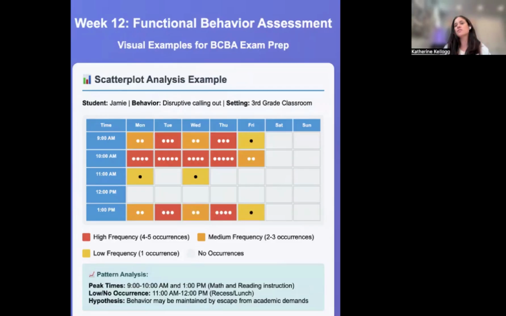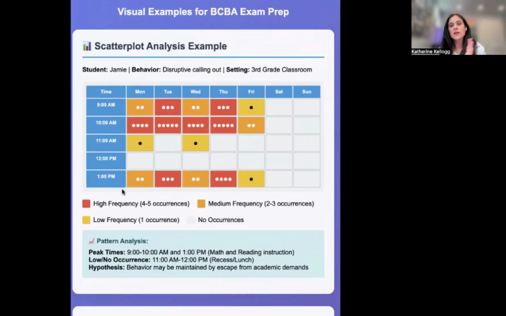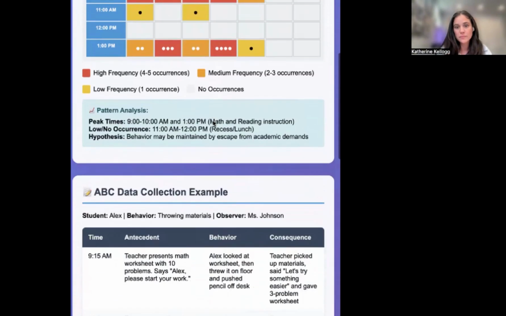We want to consider environmental factors: time of day, setting events, things that happened earlier that might influence current behavior, presence of specific people, activity type, and physical environmental factors like noise or crowding. Looking at these visual examples, we have the scatterplot analysis example. Here's the student. The behavior is disruptive calling out, and it's in a third grade classroom. So we have the frequency here, and we've color-coded this based on low to high frequency. Also, it's blank with no occurrences.